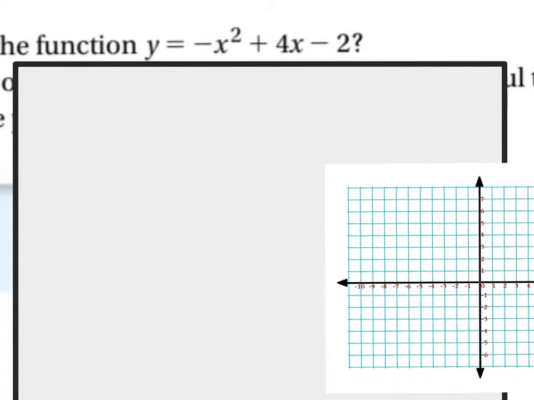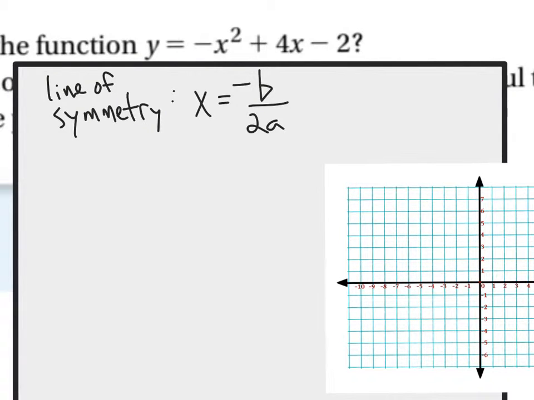So the first thing we need to do is find our line of symmetry, or our axis of symmetry, whichever you want to call that. Our line of symmetry is x equals negative b over 2a. Before I start working this out, I'm going to recognize what my a and b terms are. Remember our equation, y equals ax squared plus bx plus c. So a is the coefficient of our squared term, so we can put a 1 there if you want. So negative 1 is going to be our value of a.